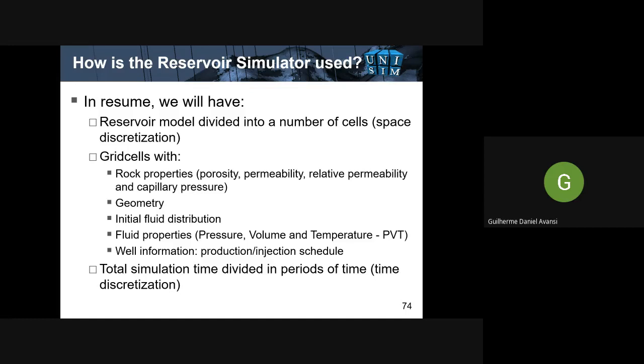We have the well information, and the production and injection schedule. We also have the total time divided in periods of time. There is a time discretization here. Just remember, we build the spatial grid, that is the relation between X, Y, and Z, and we also need to divide the simulation time over which we want to solve all the equations into short periods of time. We call this time discretization.